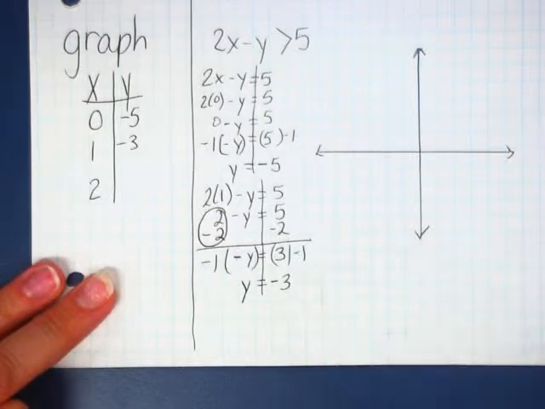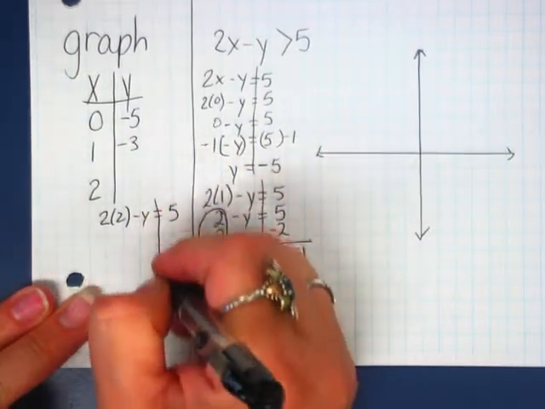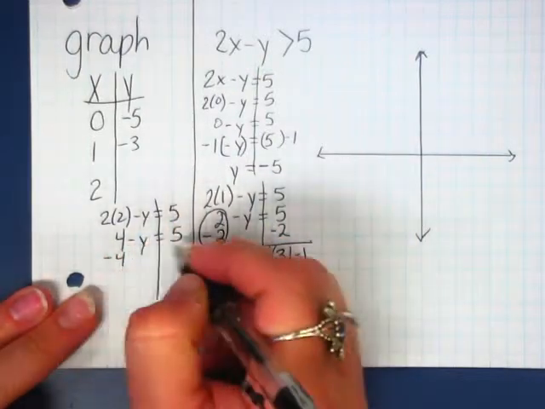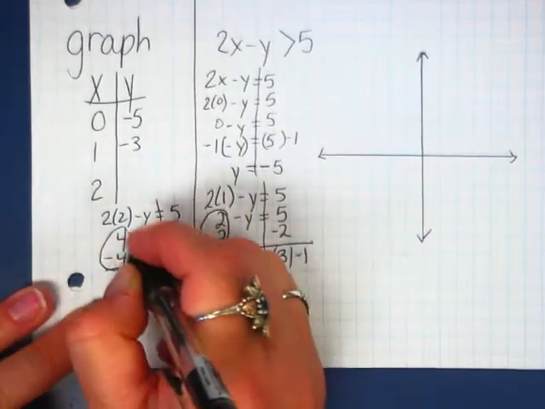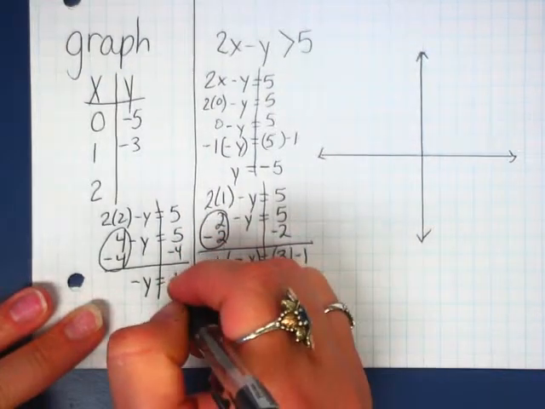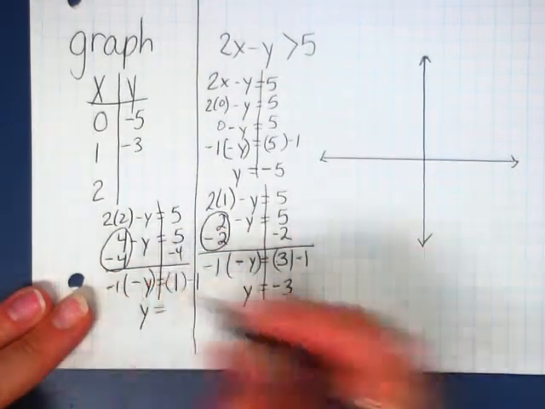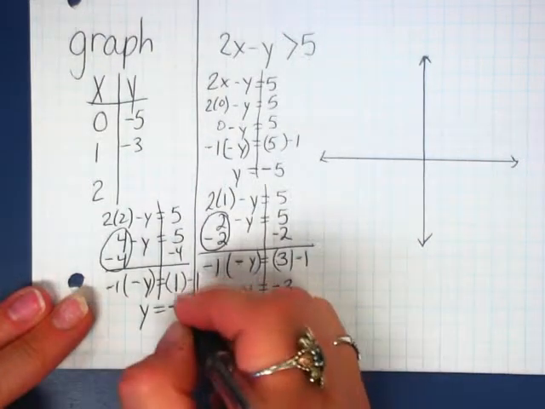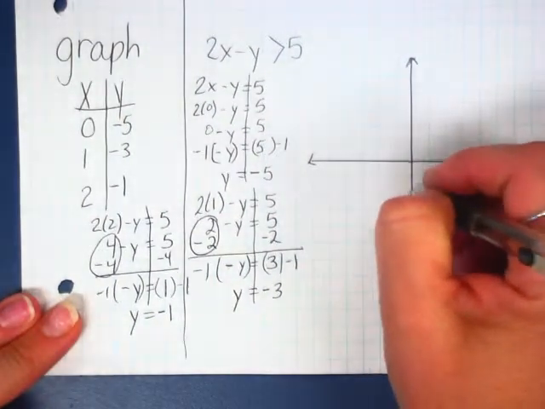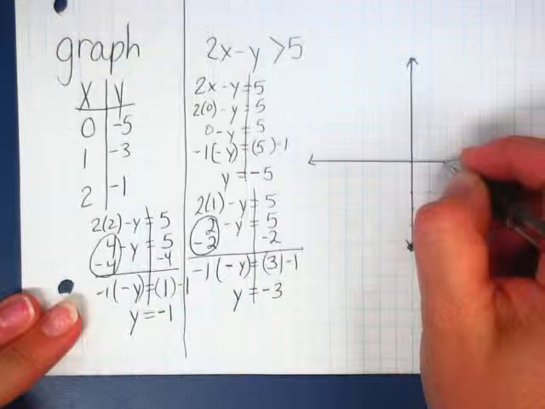All right, so now we're looking at 2. We're going to do the same exact thing. 2 times 2 minus y equals 5. Go ahead and solve it. So now we're subtracting the 4 from both sides. Negative 4 and positive 4 makes 0. Negative y, and then 5 minus 4 is 1. Multiplying by that negative 1, negative times a negative is a positive, 1 times y is y. Negative times a positive is negative, 1 times 1 is 1. So we're looking at those points. Let's go ahead and graph just the points: 0, negative 5; 1, negative 3; 2, negative 1.